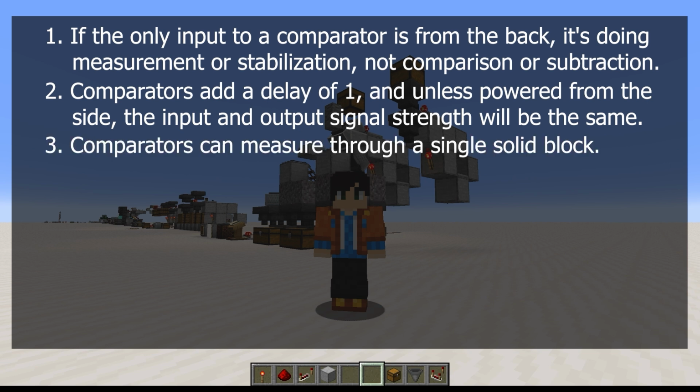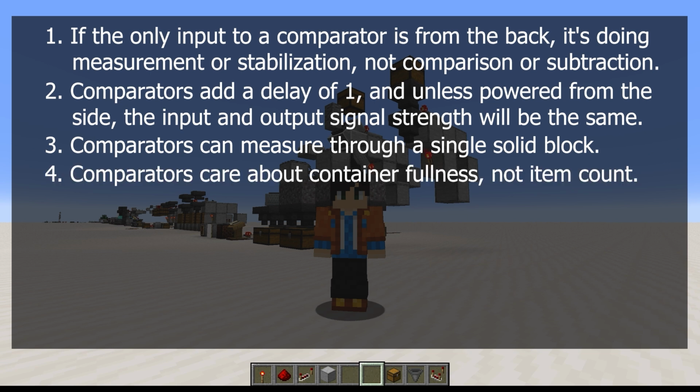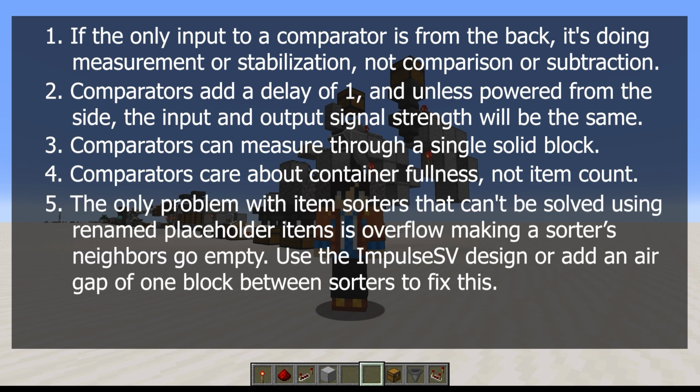3. Comparators can measure through a single solid block. 4. Comparators care about container fullness, not item count. 8 ender pearls counts for more than 8 saplings. 5. The only problem with item sorters that can't be solved by using renamed placeholder items in slots 2 through 5 is overflow in sorter B, making its neighbors, sorters A and C, empty.